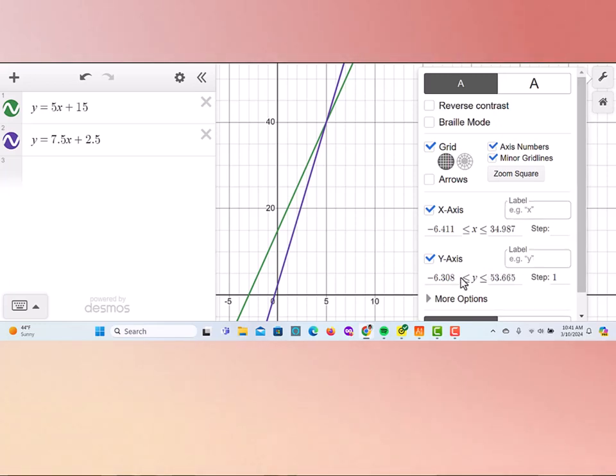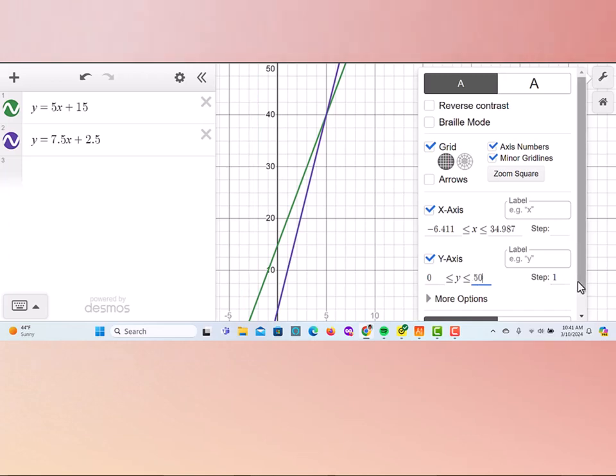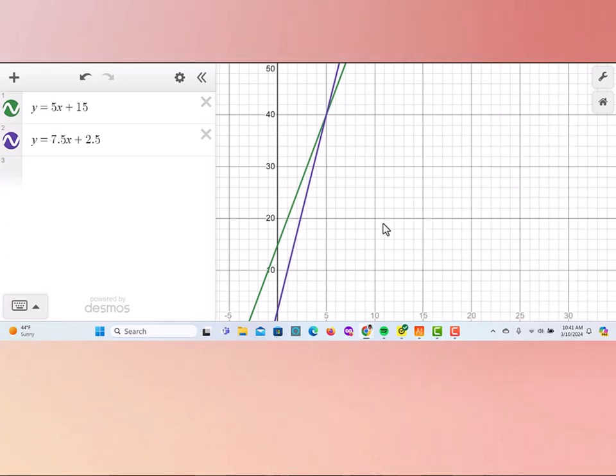It adjusted it a little bit. Okay, go back from 0 to 50. And count by ones. It's not changing it. I'm not seeing it change. Let's go ahead and go by 2s.